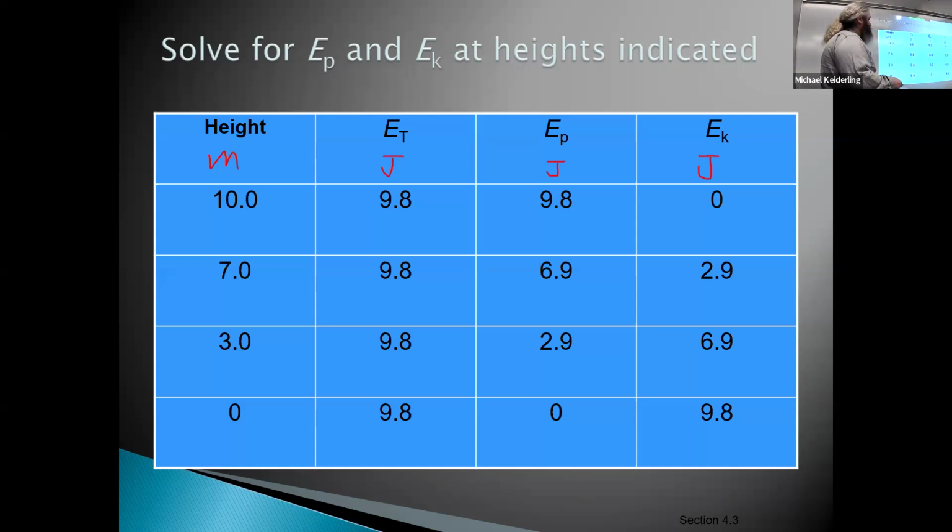You can see as potential energy goes down, kinetic energy goes up. Potential energy is transformed into kinetic. And you can have the opposite happen as well.